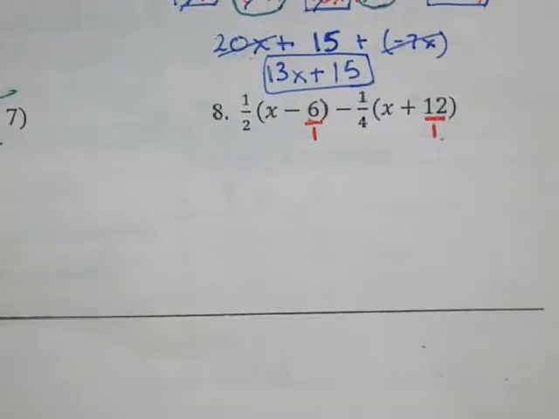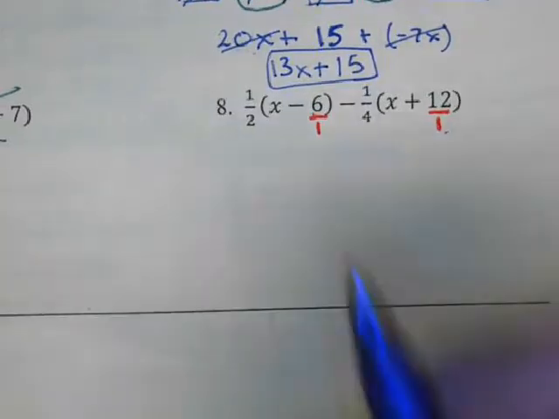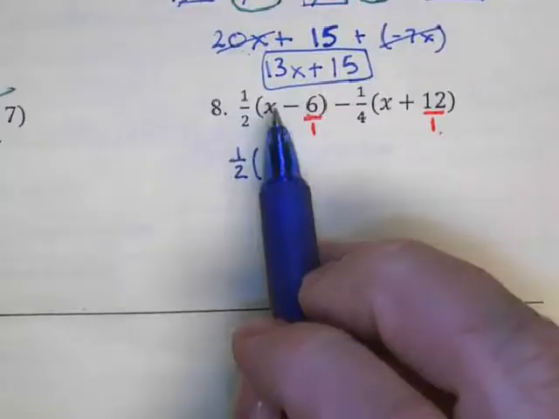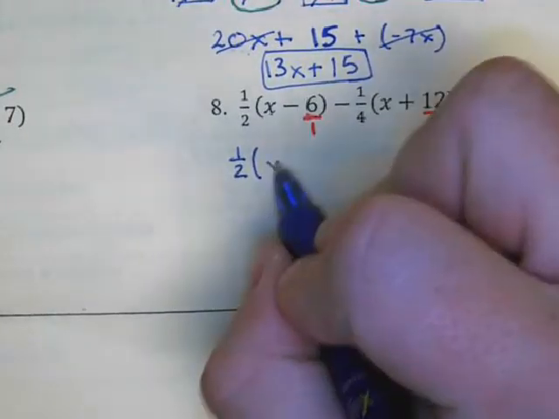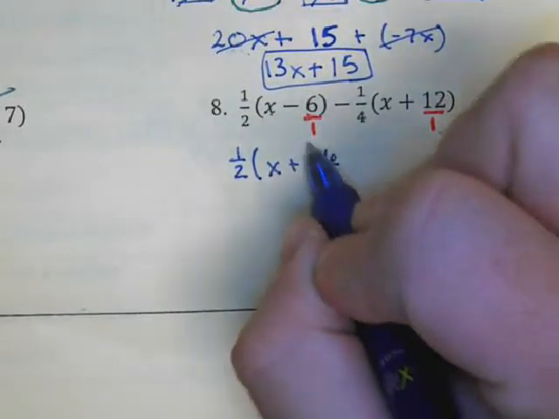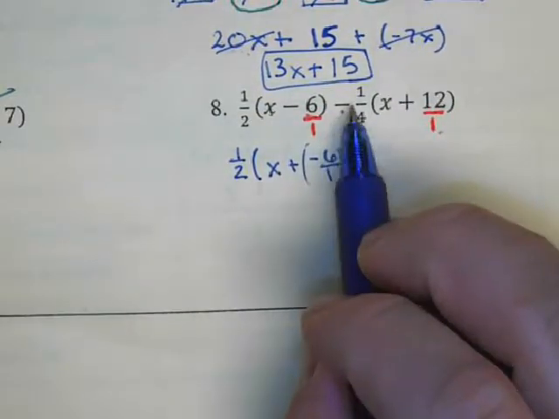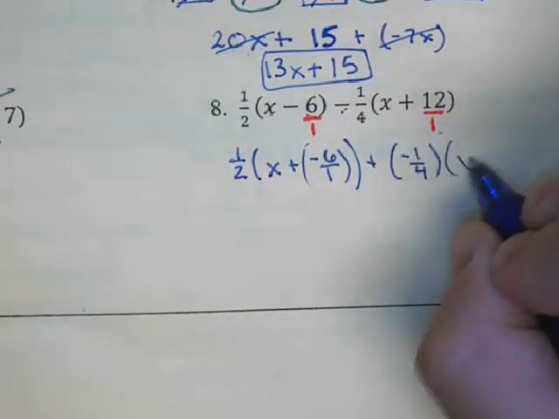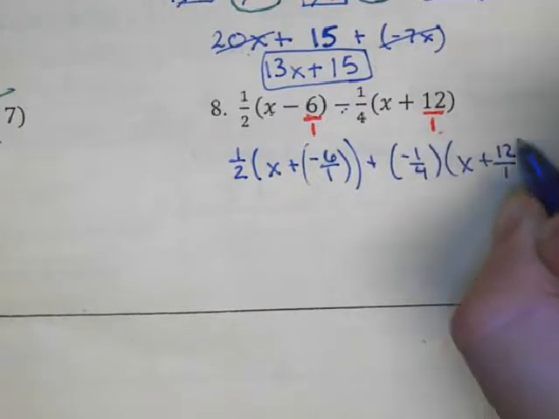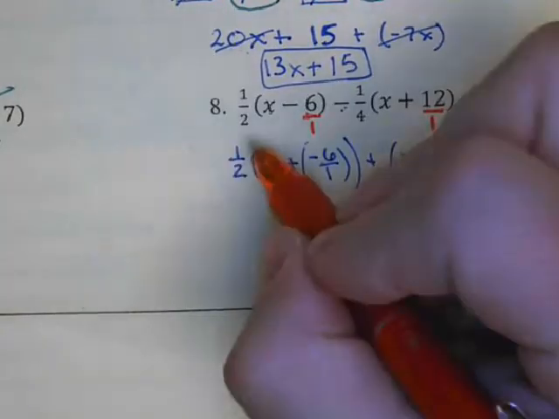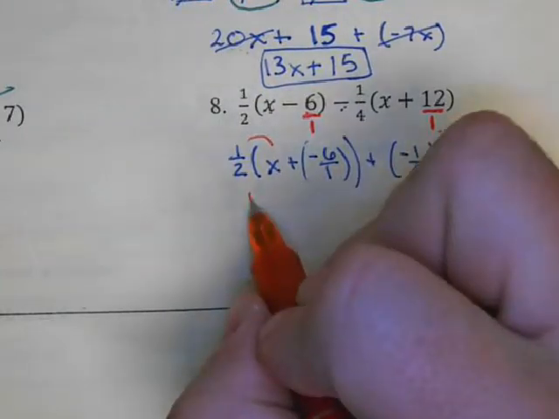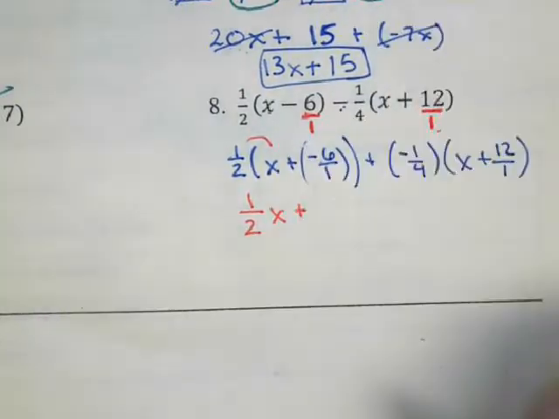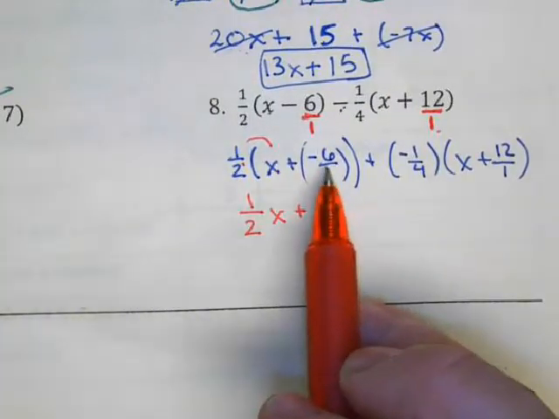Okay, so let's go ahead and do any keep, change we need to do. So this will be 1/2, stays there, parentheses, x plus a negative 6 over 1. I'll do change right here, plus a negative 1/4 times x plus 12 over 1. Now we're ready to distribute. 1/2 times x is 1/2 x. Bring my plus sign down.